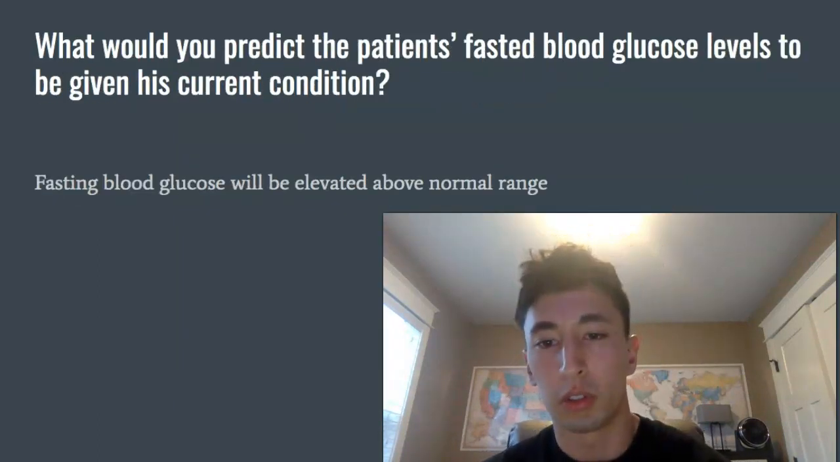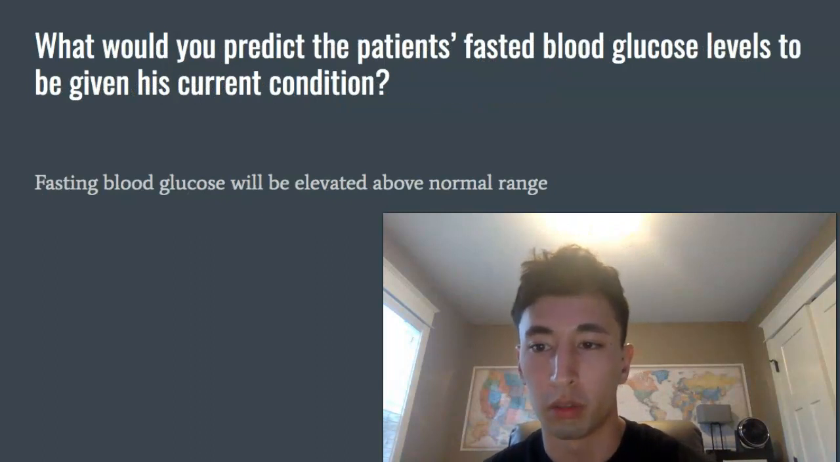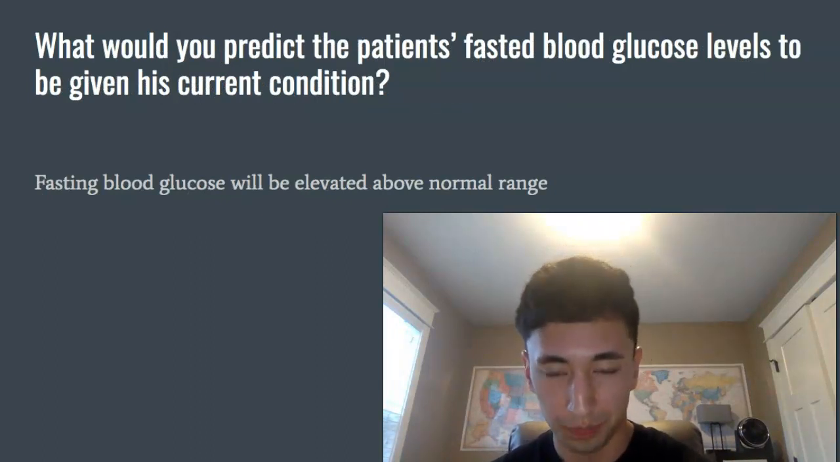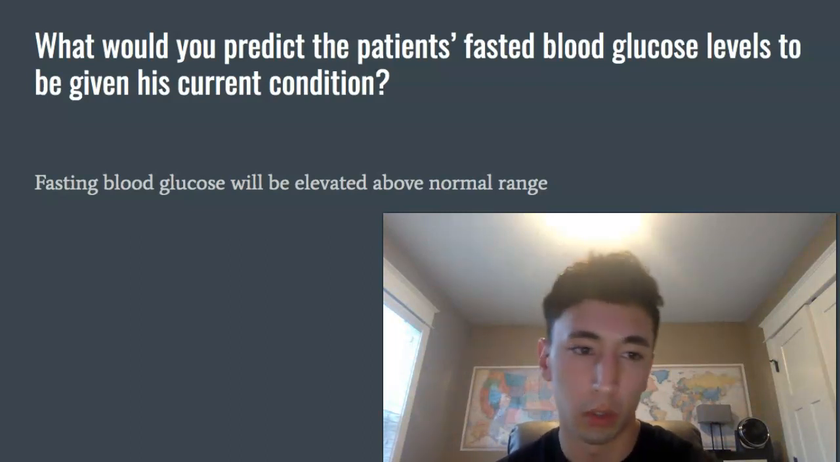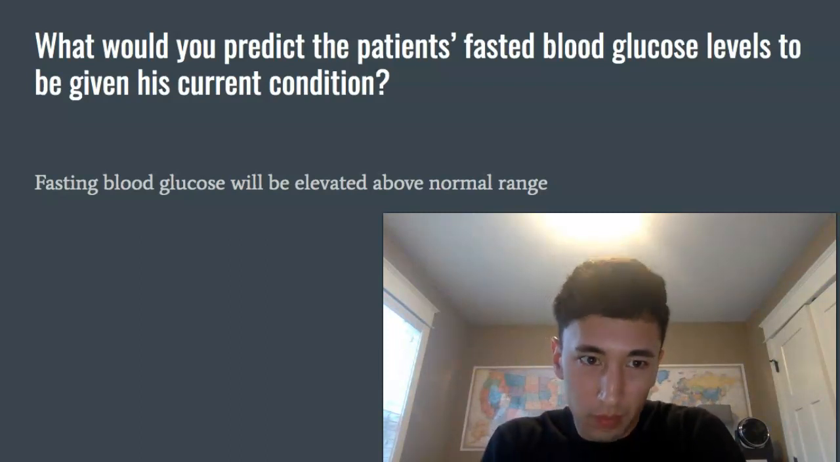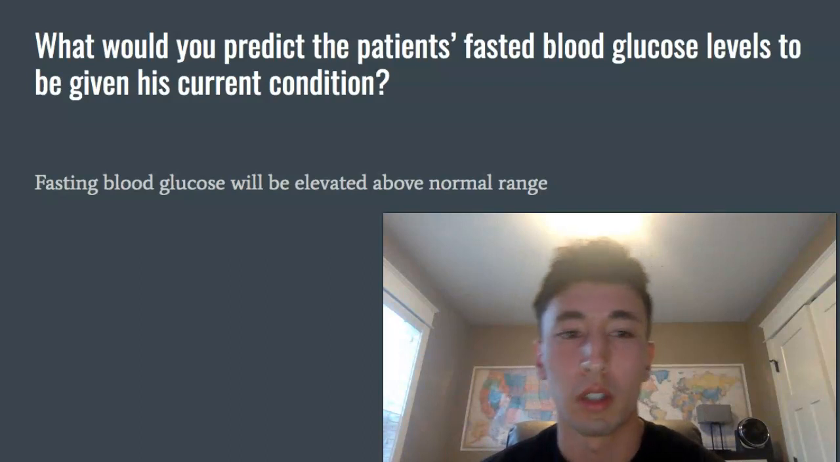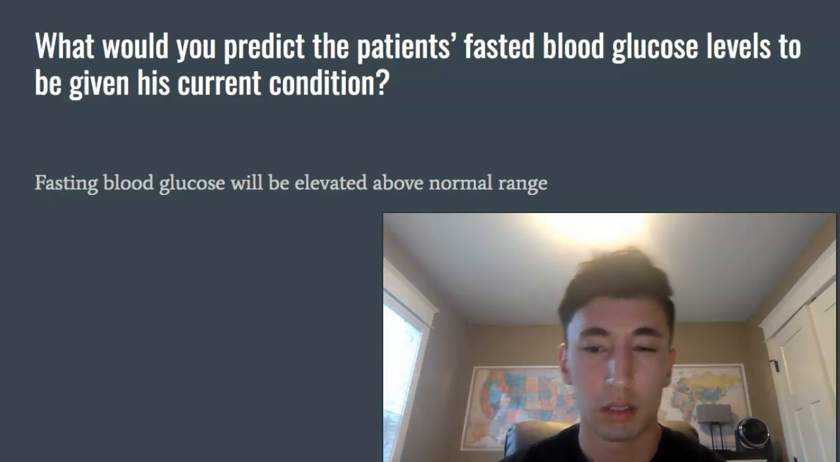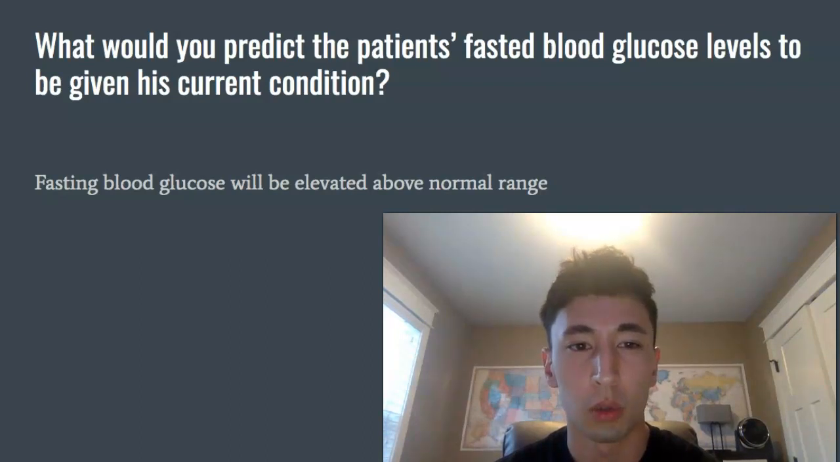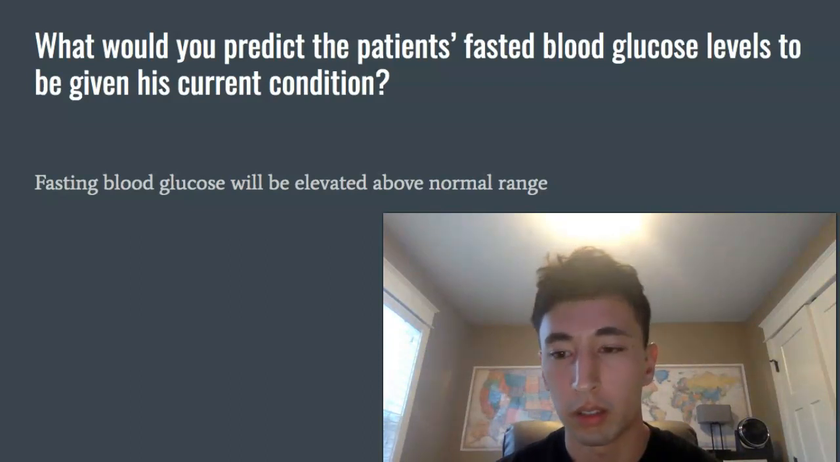And then the next question is, what would you predict the patient's fasted blood glucose levels to be given his current condition? The fasted blood glucose levels will be elevated for a 5-year-old patient. Our patient is experiencing low serum insulin levels and is not producing enough insulin, leading to glucose buildup. This will lead to fasting glucose being elevated, like I mentioned. When a patient is dealing with low insulin levels, glucose cannot go into the cells, causing a high glucose value in the fasted state.